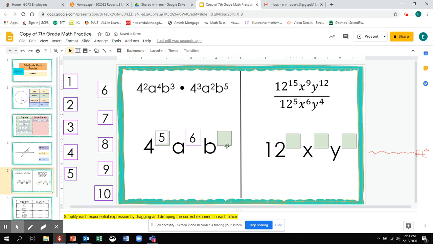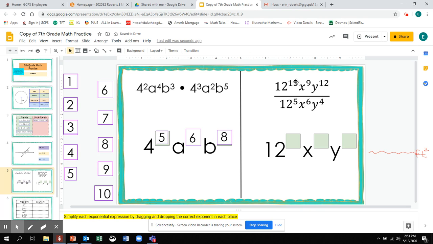Now I'm going to do the same thing with b. So for b, I have b to the 3rd times b to the 5th. So I take my exponent of 3 and exponent of 5 and add. So 3 plus 5 gives me 8. So this becomes b to the 8th.